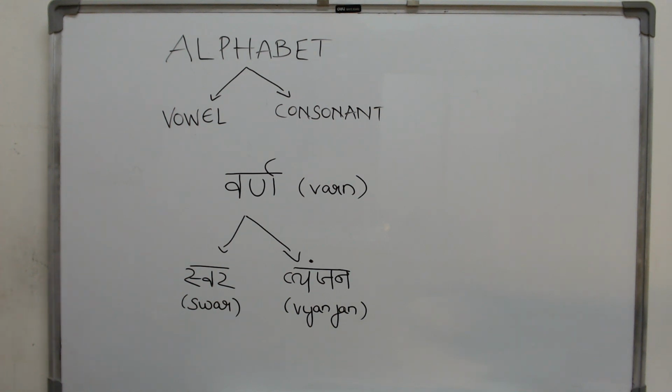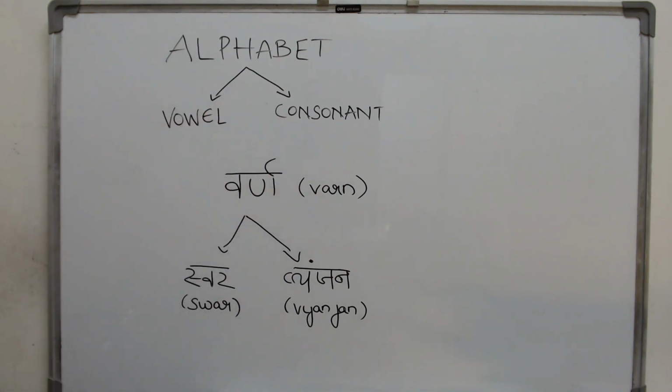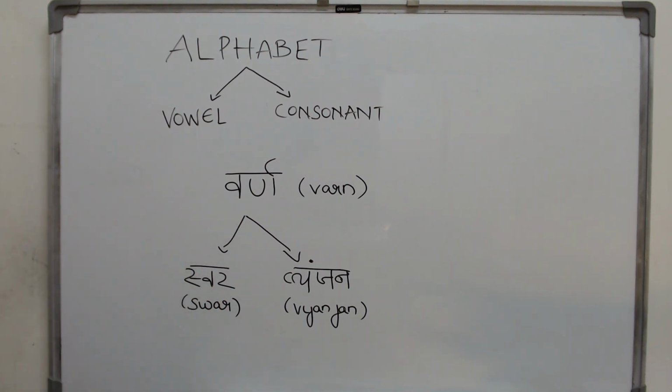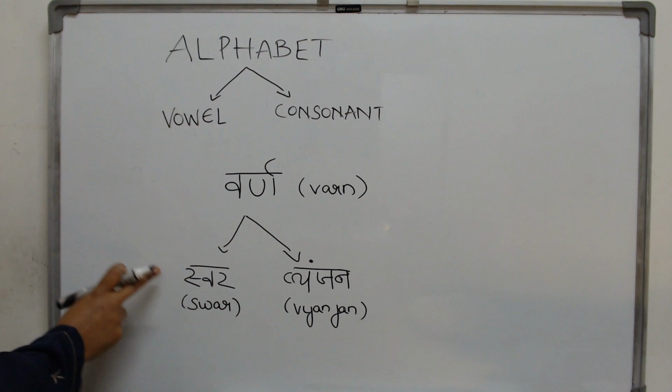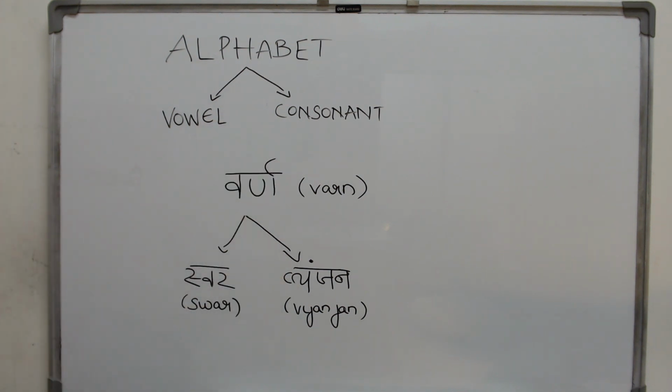The alphabets of any language in this world can be classified into vowels and consonants. It is the same with Hindi. The alphabets are known as the varna or the akshar, and the vowels are known as the swar. The consonants are known as the vyanjan. This brings us to a very important question: why such a classification?